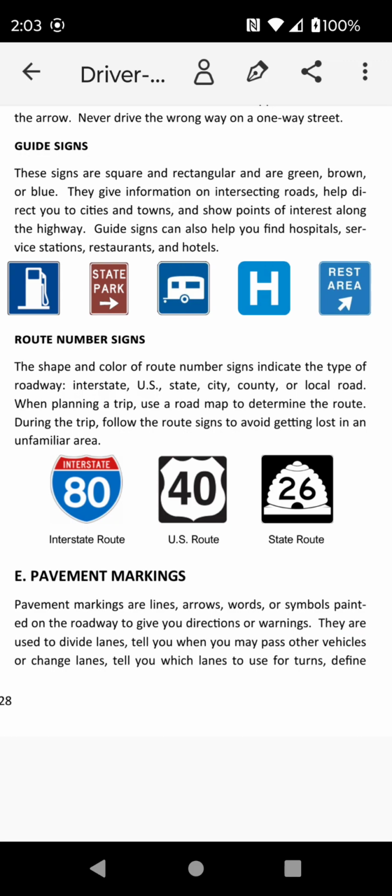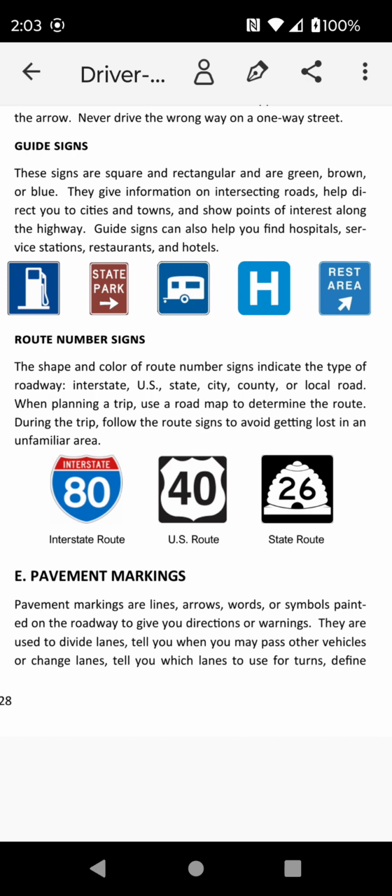Then these are your guide signs coming up, okay? These signs are square and rectangle and are usually on a freeway or highway, right? Going long distance drives. Sometimes they'll be just anywhere. Like you'll see them near the spaghetti bowl too, which looks like a bunch of spaghetti noodles, the highway in Salt Lake. You'll see it.